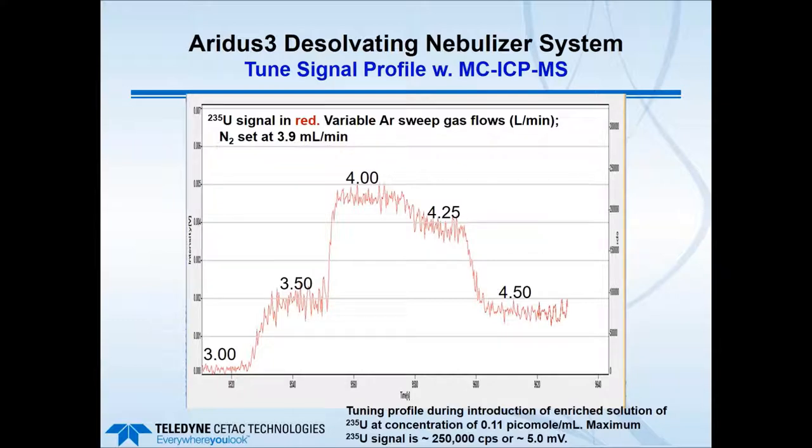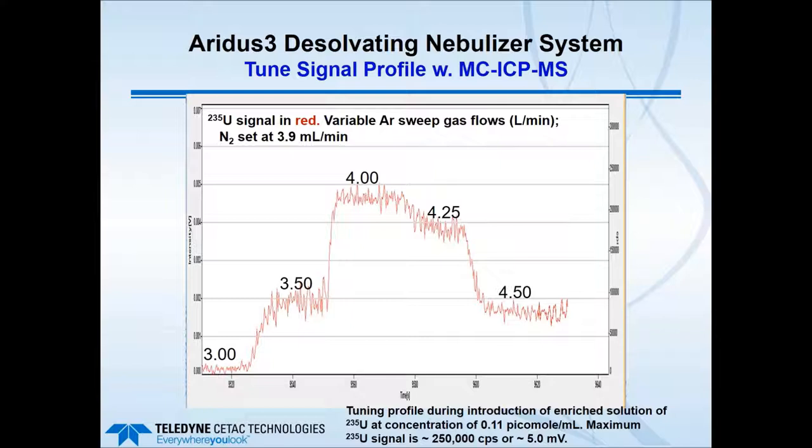So graphically, and I'll show you a number of these, this was a quick scan that we did on a multi-collector instrument looking at signal for uranium-235. In this quick experiment, the nitrogen was set at 3.9 mils per minute, a typical value for the nitrogen. And we went ahead and started varying the argon sweep gas flow to see what happened with the signal.